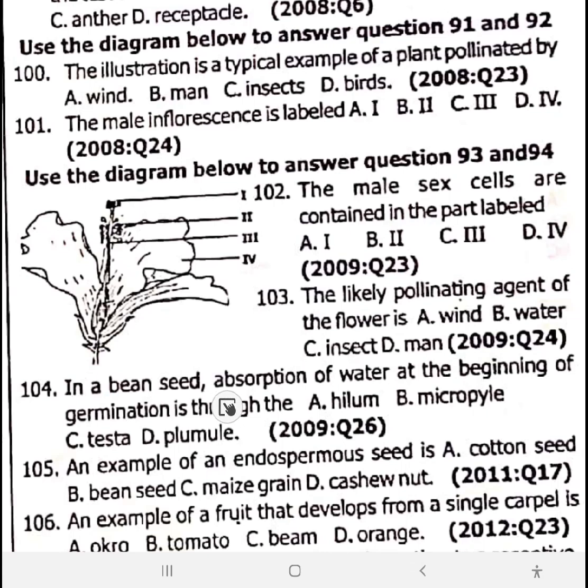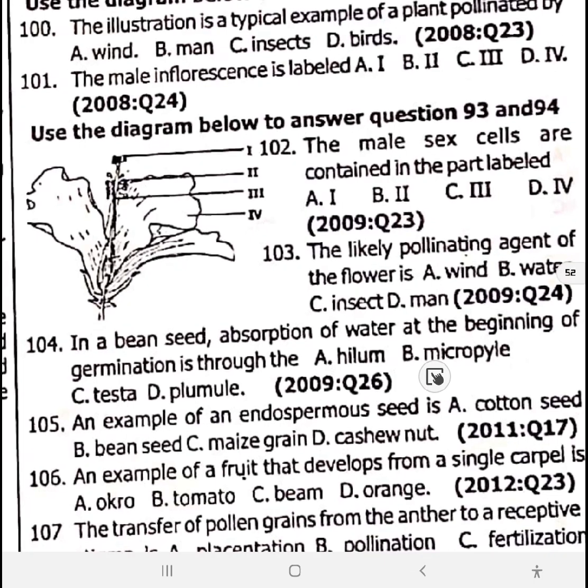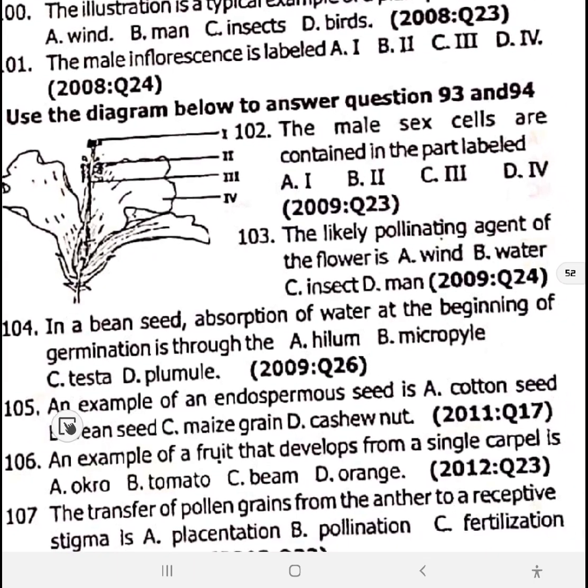In a bean seed, absorption of water at the beginning of the germination is through the 104. Absorption of water will be through the micropyle. Water, air, pollen, they enter through the micropyle. Don't forget. 105. An example of an endospermous seed. 105 is option C, maize grain.